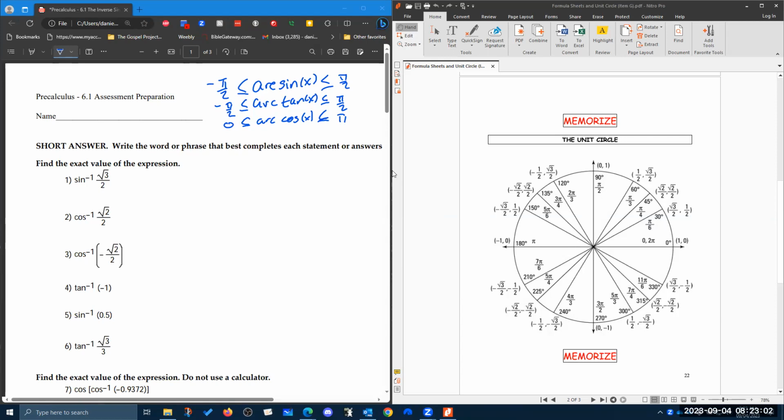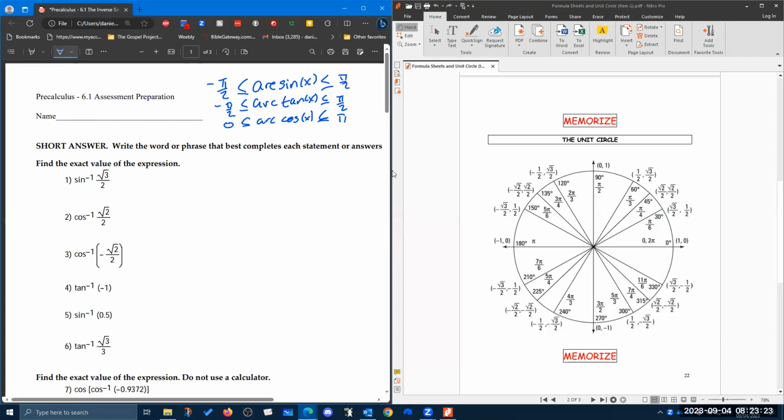So just know that those are equivalent, that saying ARCSIN of X is the same thing as saying inverse sine of X, like that. They're just two different notations for the same function.